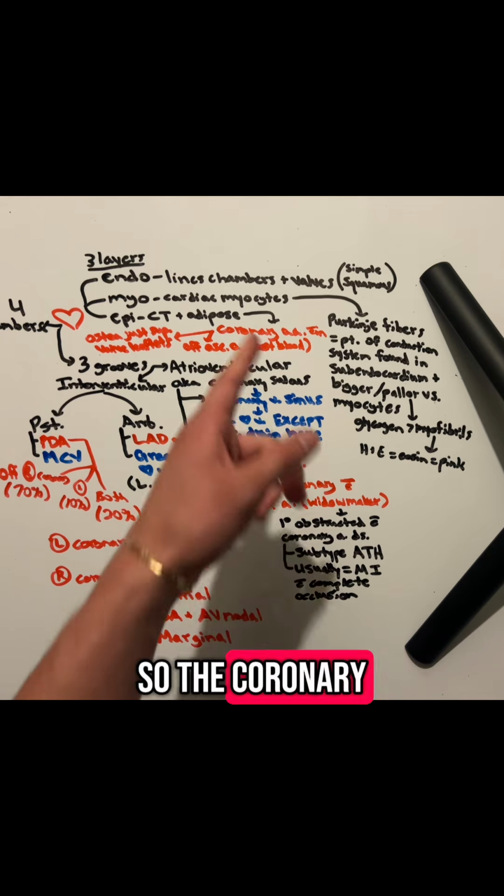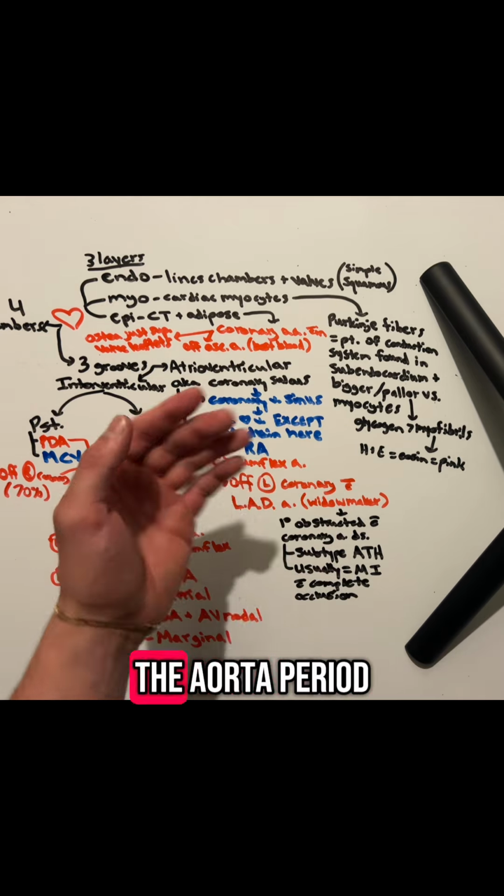So the coronary arteries are the first branches off the aorta, period.